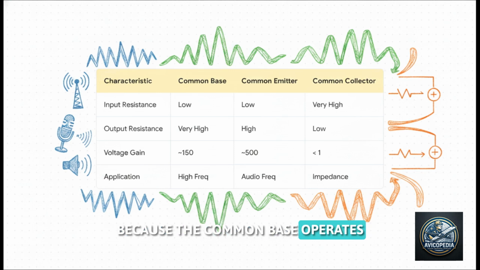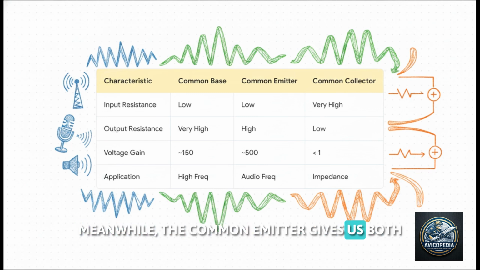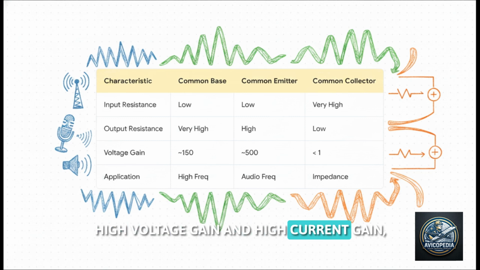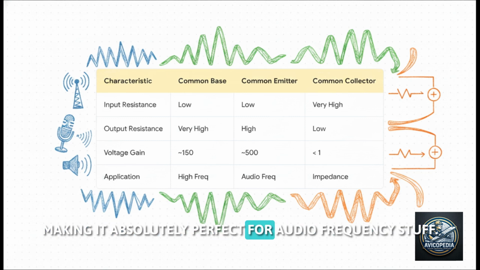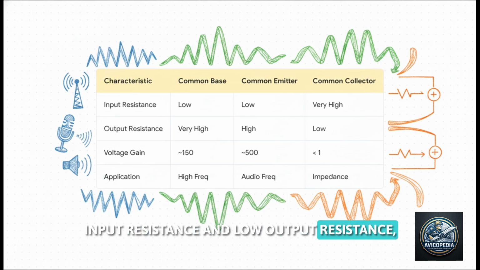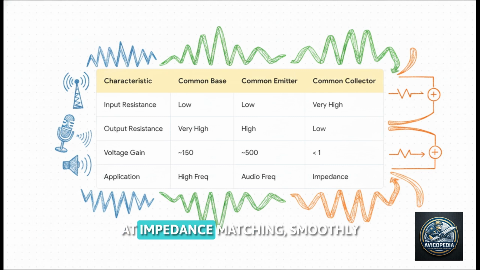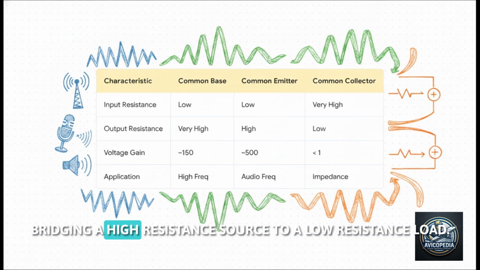Because the common base operates so well with low input resistance, it's your go-to for high-frequency applications. Meanwhile, the common emitter gives us both high voltage gain and high current gain, making it absolutely perfect for audio frequency stuff. And the common collector? Well, with its super high input resistance and low output resistance, it doesn't really amplify voltage at all. But it is an absolute champion at impedance matching, smoothly bridging a high resistance source to a low resistance load.